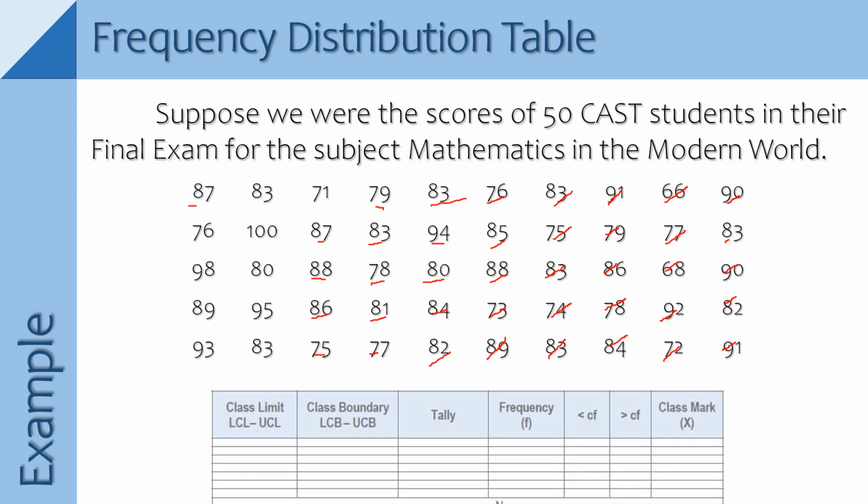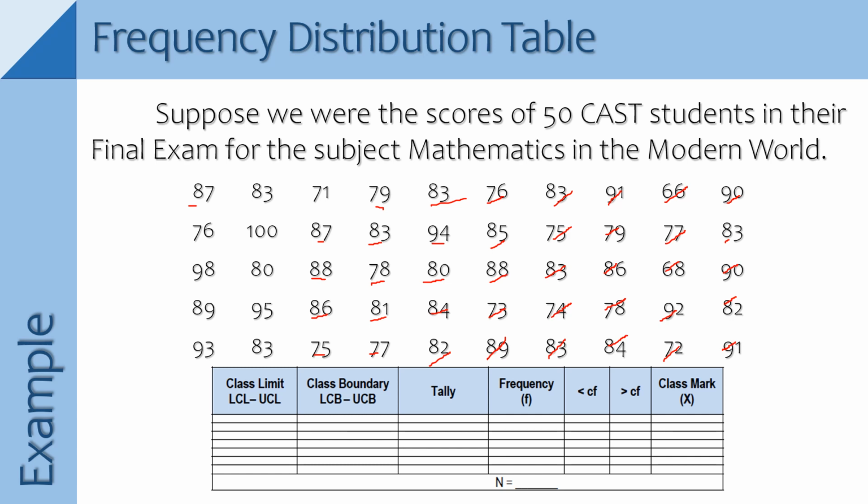Okay, so the table should be like this one. For the first column, the class limit, we're going to get the lower class limit and then the upper class limit. The next column is the class boundary, the lower class boundary and the upper class boundary. The third column is the tally. The fourth column is the frequency or F. For the fifth column, we have the less than cumulative frequency. Sixth column, the greater than cumulative frequency, and then the last column is the class mark.